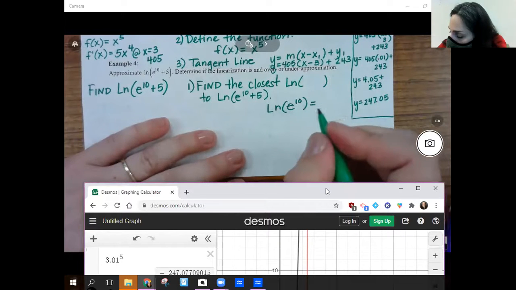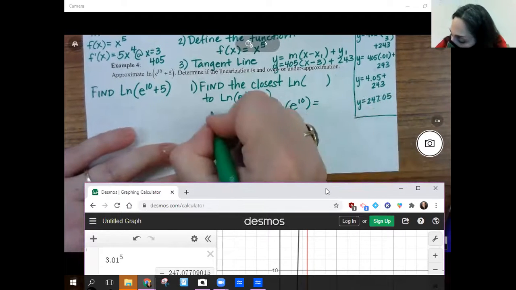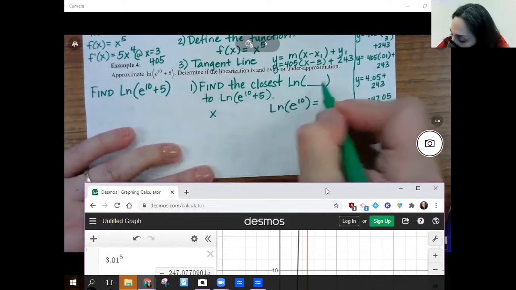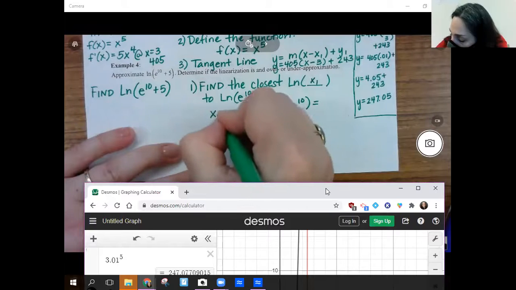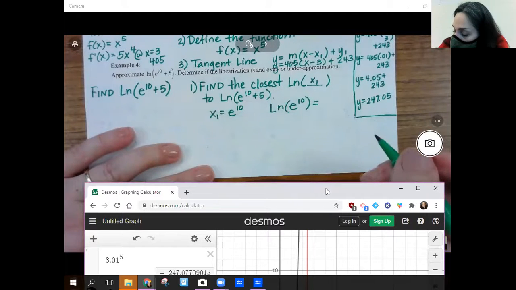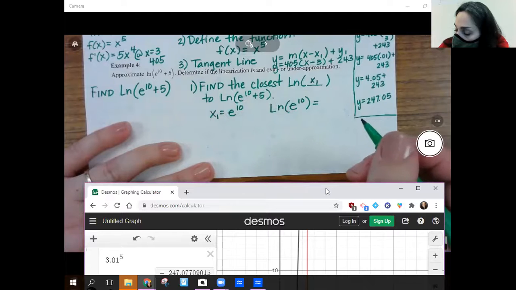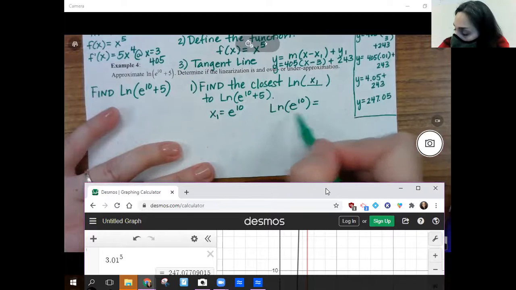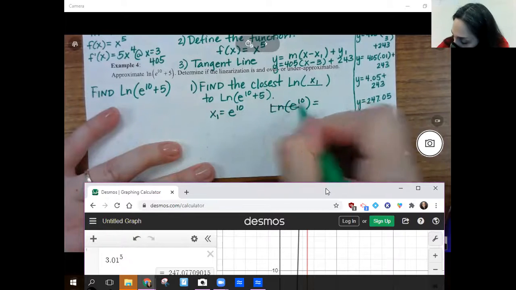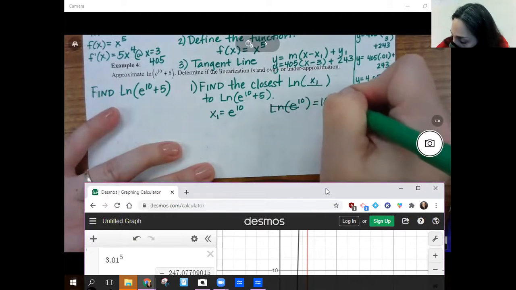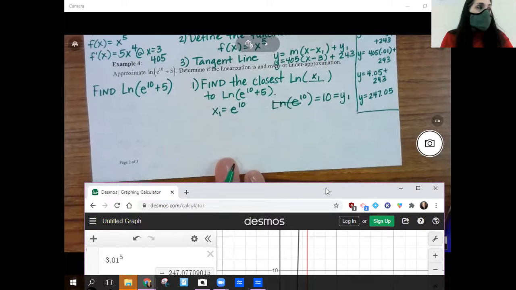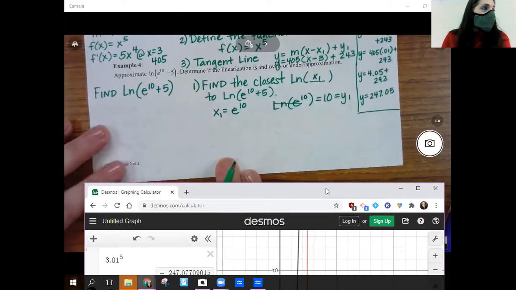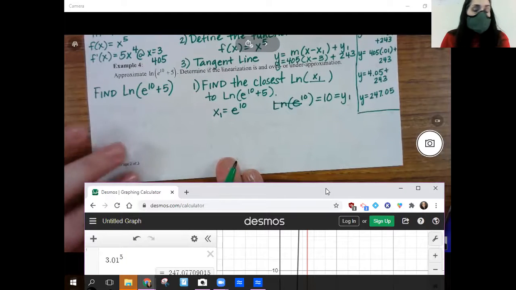So let's make sure that we define stuff correctly. The x value is what you're putting in here, okay? That's the x1 value. So that's going to be the e to the 10th part. And then the y value is what you get when you simplify this, when you put the e to the 10th in. So these cancel and you just get 10. That's properties of logarithms. That's going to end up being your y1. All right, good.